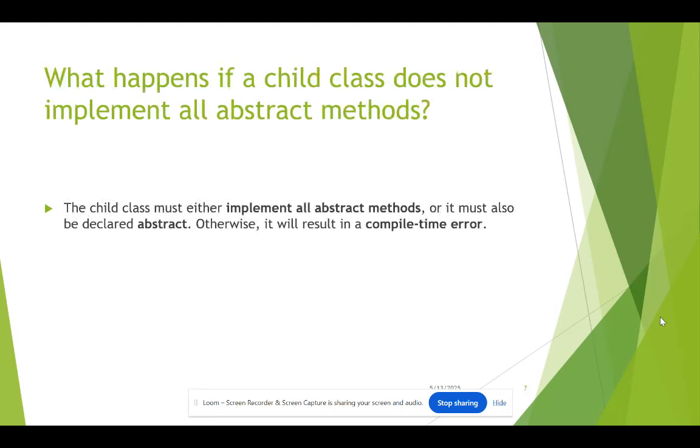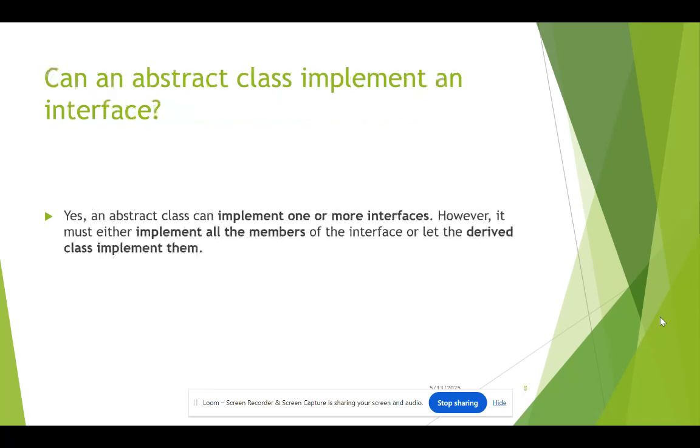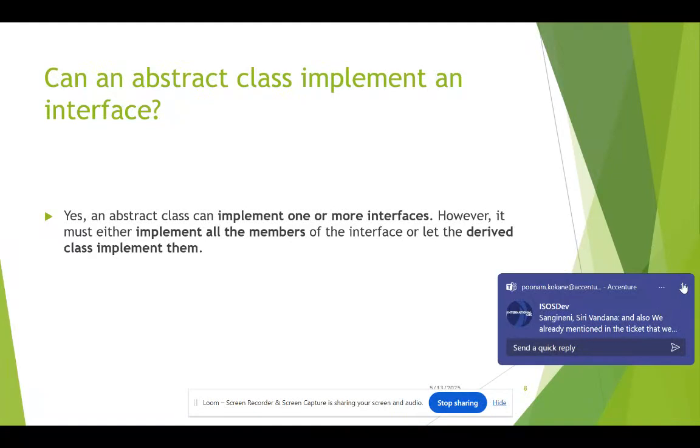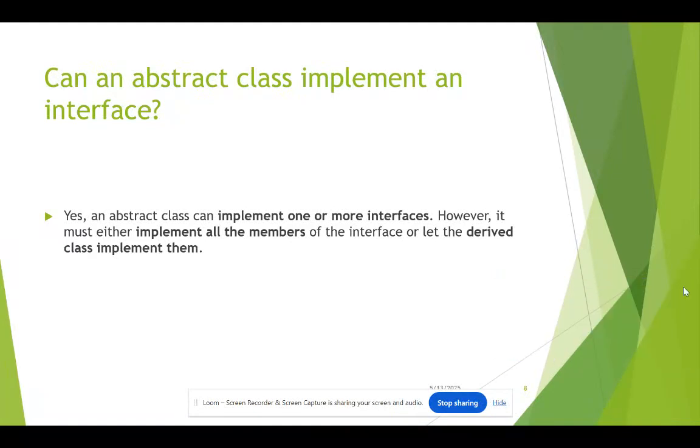What happens if a child class does not implement all abstract methods? If the child class does not implement all the abstract methods, it must also be declared as abstract, otherwise it will result in a compile time error. Can an abstract class implement an interface? Yes, an abstract class can implement one or more interfaces. However, it must either implement all the members of the interfaces or let the derived class implement them.